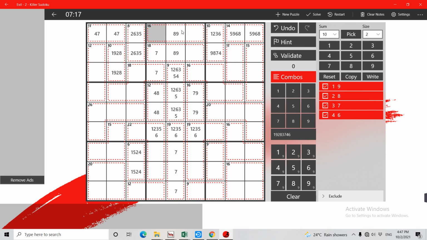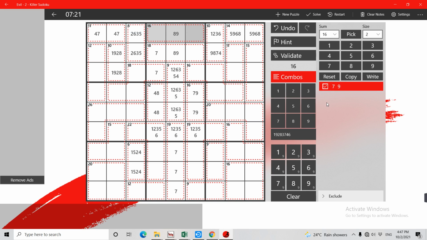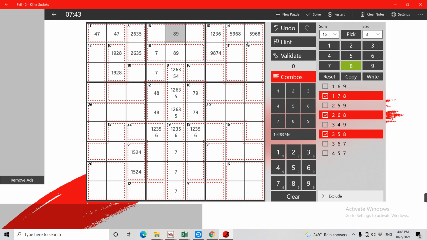Okay, is there anything else which we can consider? We can take a look at this. 16, size of 3. So if we enter 8 or 9 here, this solves these two locations. So I will try to do that. So I will enter 8 here, which means I will no longer be able to use 9 and I will no longer be able to use 5.